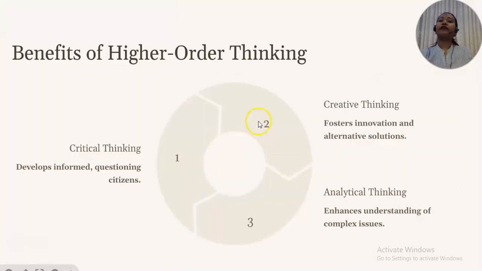Then we also have the benefits of higher order thinking. So what are the benefits of higher order thinking? In critical thinking, what does it help us? It develops, informs us also questioning citizens. It helps us to question why things take place, why it is like this, and what happened if it is not. Then in creative thinking, it helps us to foster innovation as well as help us to find alternative solution.